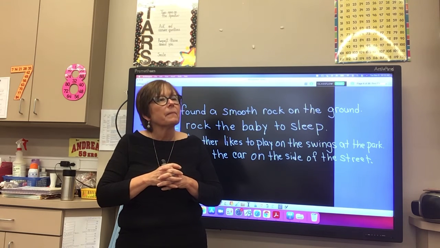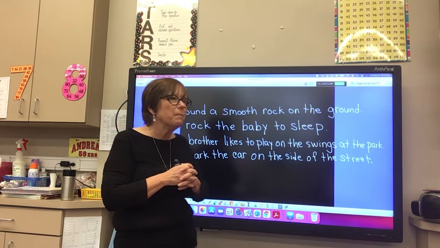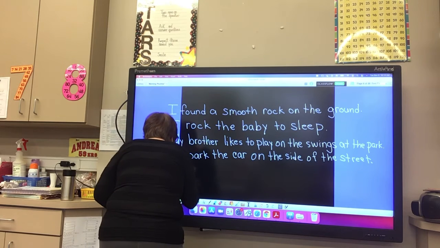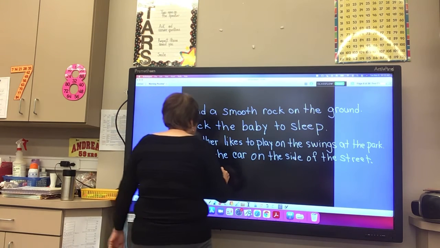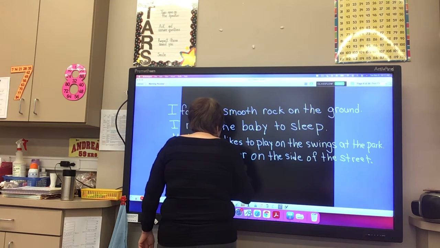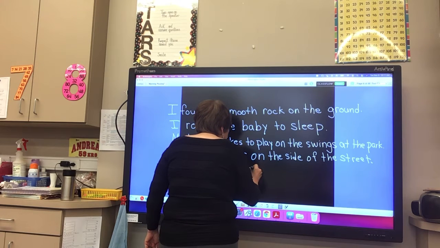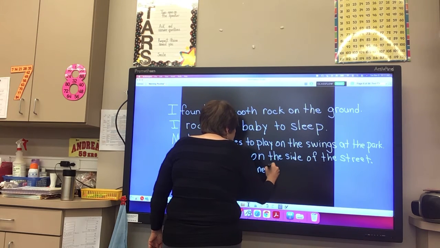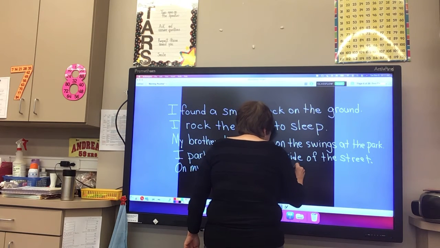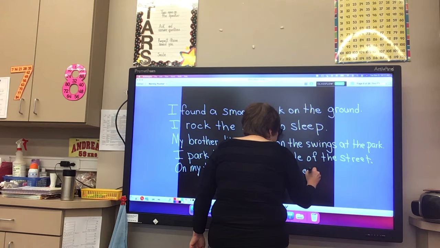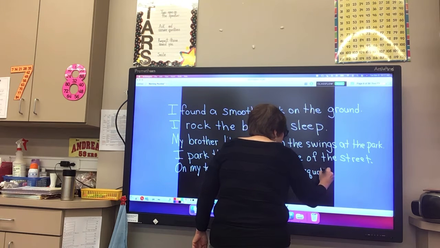Beckett? On my math test, it showed 1 plus 1 equals 2. On my math test. Okay. That's like a first grade math test. Maybe even kindergarten. Preschool. Yeah, preschool. It had 1 plus 1 equals 2.